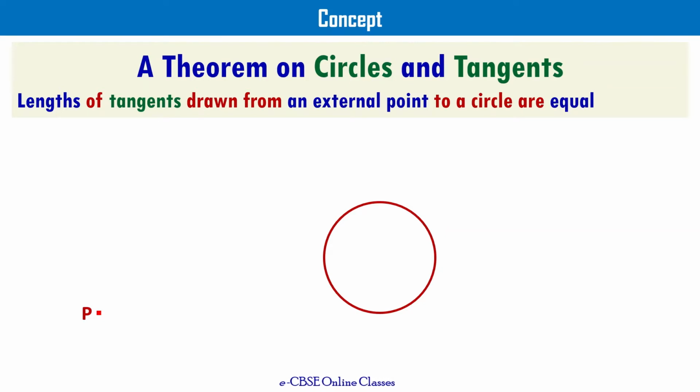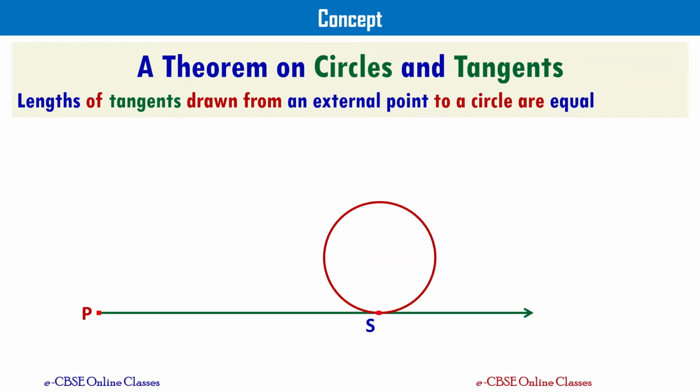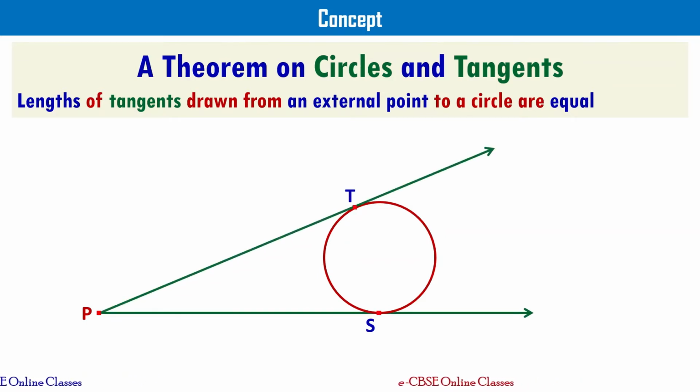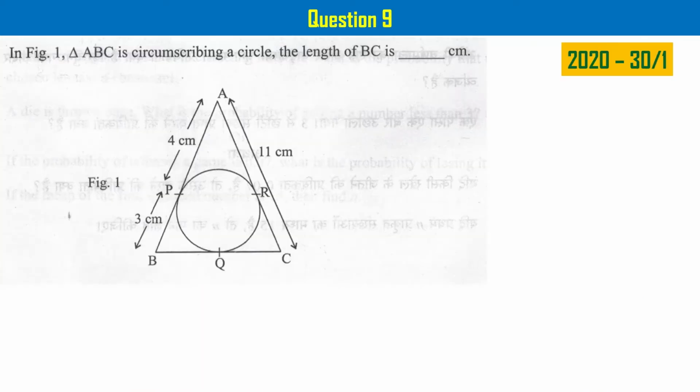In this particular case, point P is an external point to the circle. And if I draw a tangent PS and draw another tangent that is PT, their lengths are equal. It means PT equal to PS. Please take a note of this. And let's go back to the question.